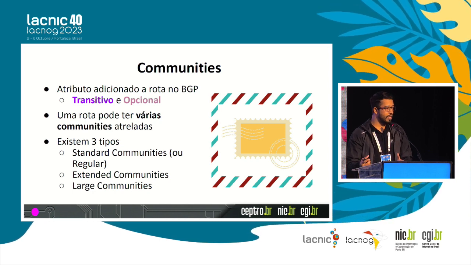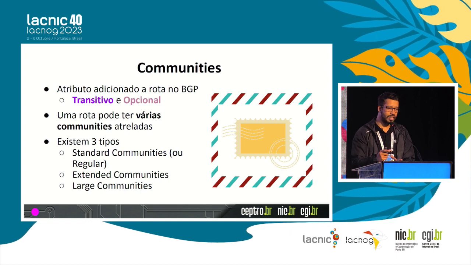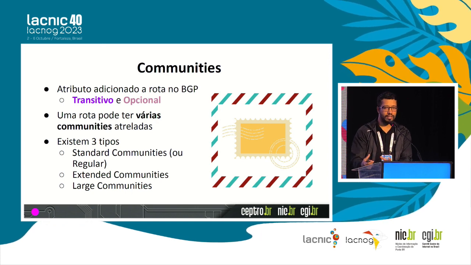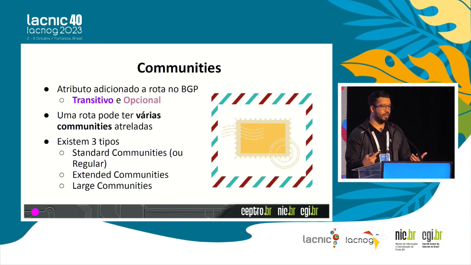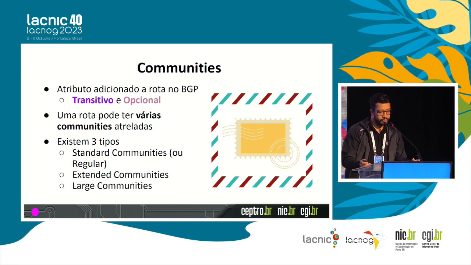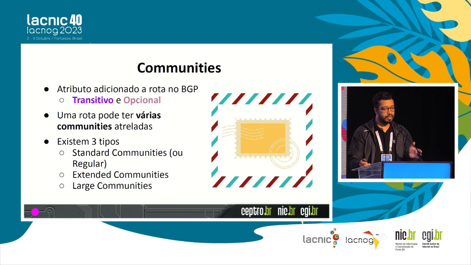For instance, when you dispatch a parcel and you put a label that says fragile, even if they don't know you, they'll know that they'll have to handle it with care. And the same if we have a route with no additional data, we are going to treat it in a certain way. But if we have a community related to that route, we are going to treat it differently.